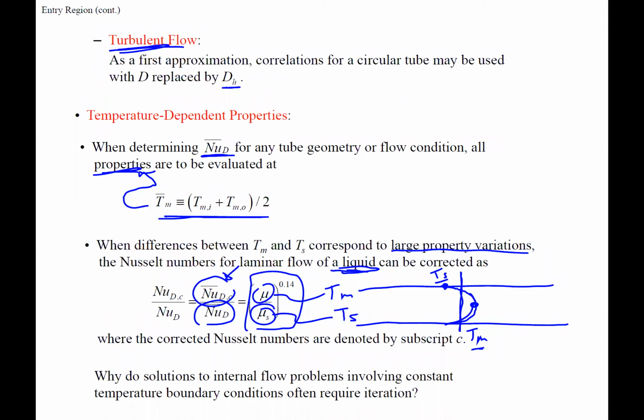One other thing to note is that internal flow problems, as you've seen in the first example, often require iteration. You might not know the outlet temperature, but you need the mean temperature, which is a function of the outlet temperature, to get your properties. So a lot of times iteration is required because of that.